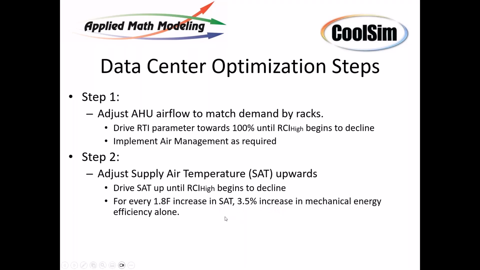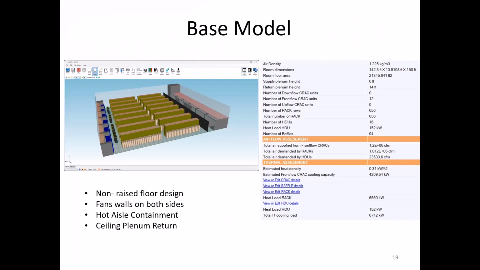Again, a good rule of thumb. And this is the data center we'll be using. It's an amalgamation, I said, of stuff I've seen recently. This is a hot aisle contained design. You see the racks here on the front. This is the containment here. It's got a ceiling plenum return back to the fan coils.